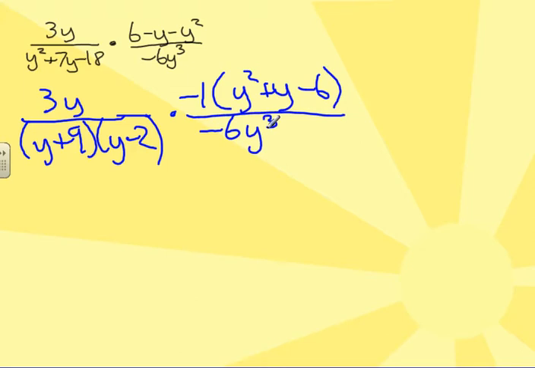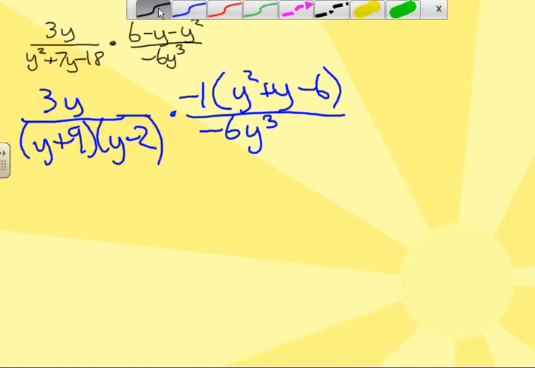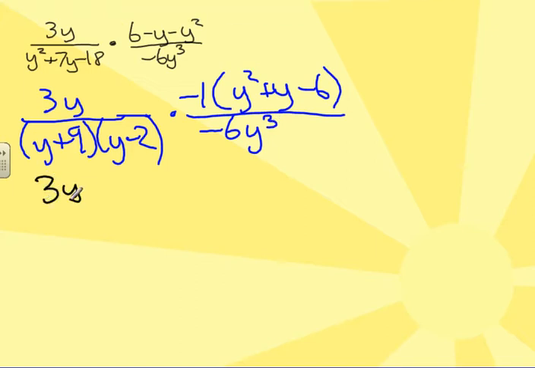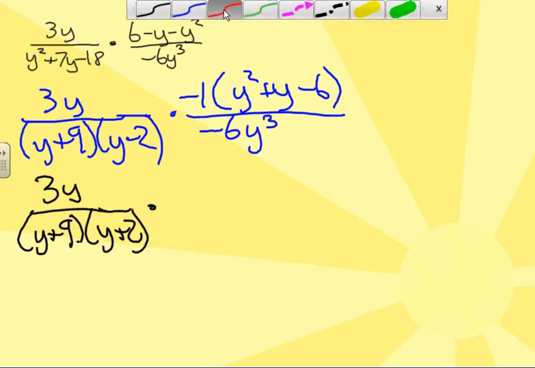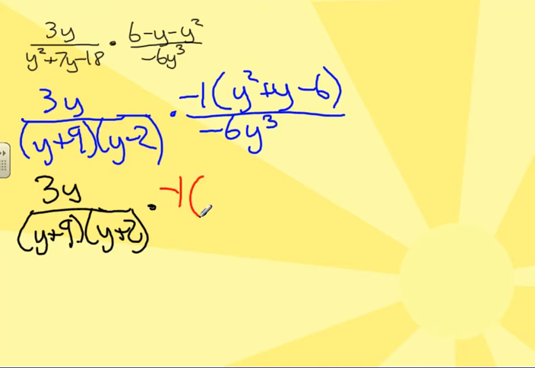All right. Next, I'm going to factor out that right-hand side a little further, because my left is already factored all the way. So I'm just going to write my left down. That is not changing. Y plus 9, y minus 2, times. Now we have that minus 1. That's just being carried along.